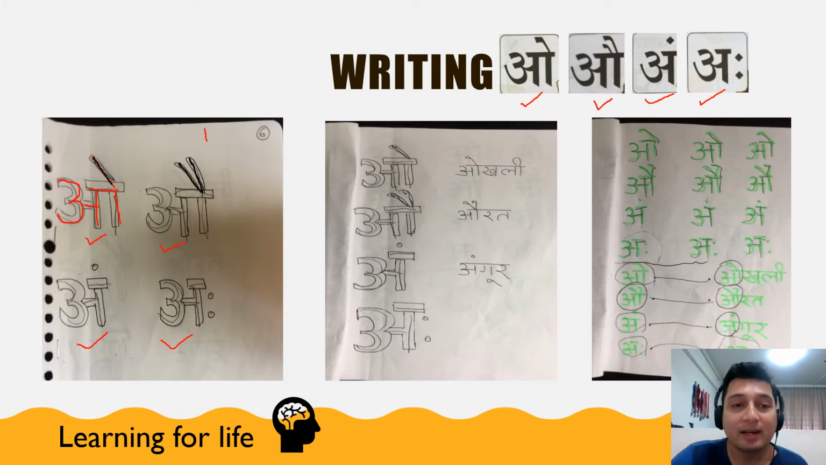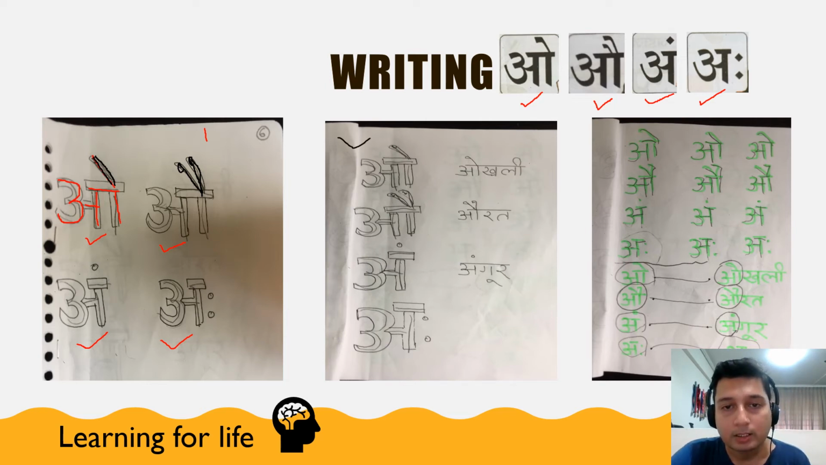Once they understand the structure of the alphabet, later you can have them fine tune it by giving a little bit of curvature here or maybe bending it a little bit. So it depends on you, but that would come at a later stage. At this moment, just a line is enough. All right, so that's O, Au, Ang, and Ah.